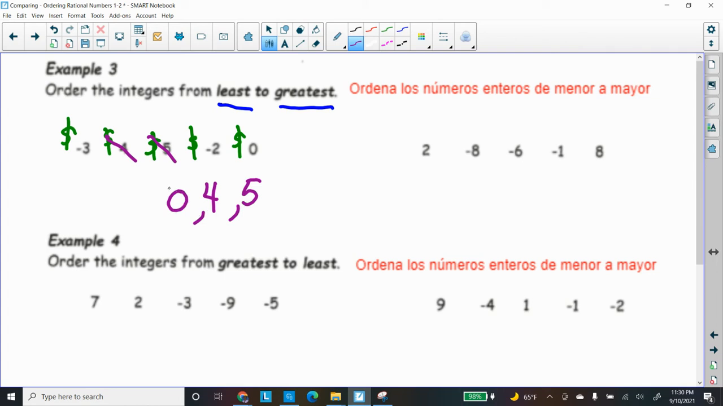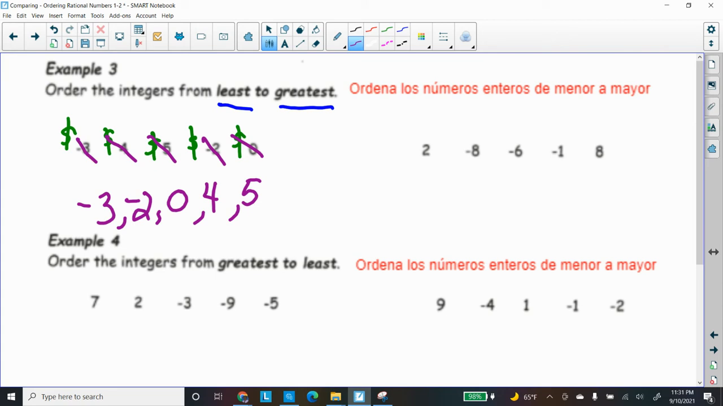So I'd rather have no money than owe $3 or $2. All right, what's the next biggest? All right, owing $3 or owing $2? Well, owing $2 is better than owing $3. So let's cross that out. So the smallest would be owing $3, or the worst off would be owing $3. So there is our order that we just did.